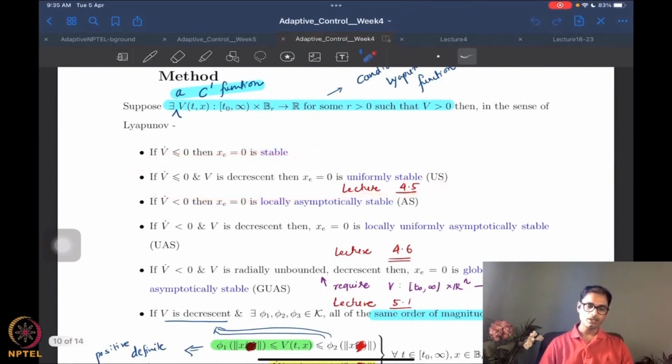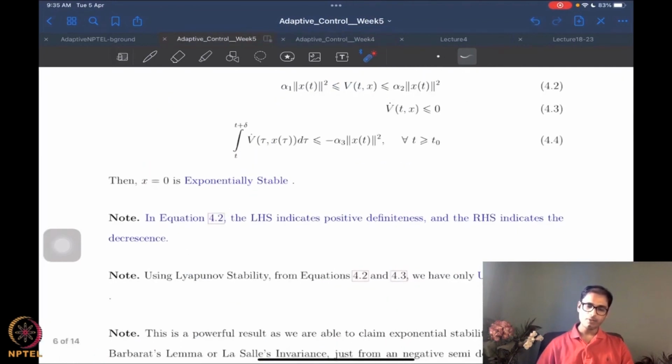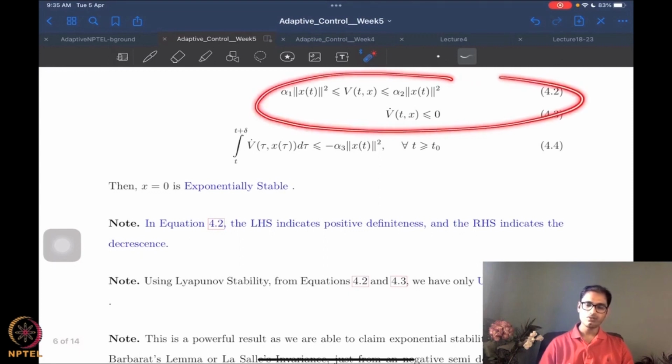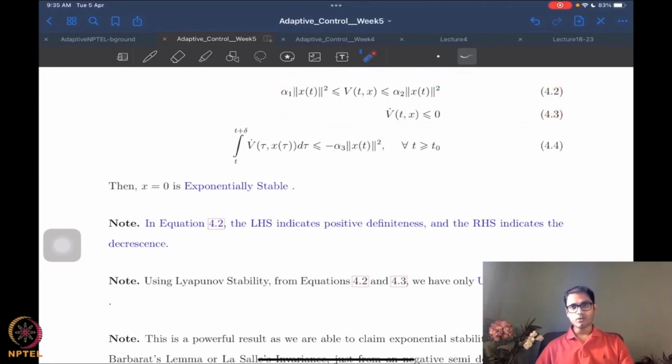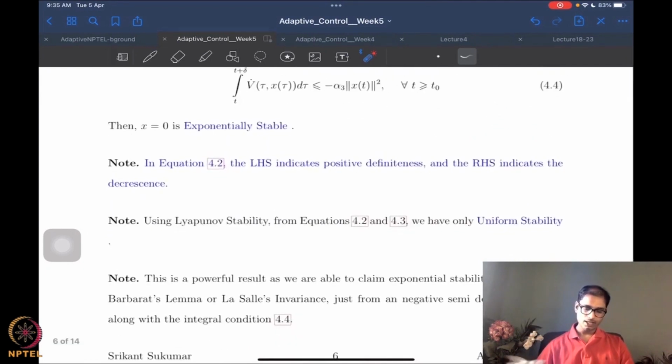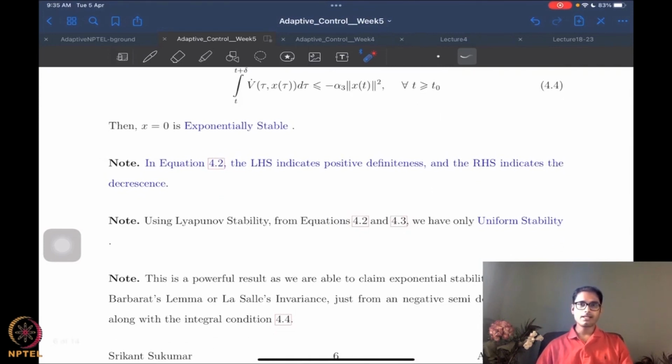It will just give me uniform stability because I have V to be positive definite and decrescent and V dot to be negative semi-definite, right? So I would just have obtained uniform stability out of these two equations 4.2 and 4.3, right? But of course, because of 4.4, I get exponential stability, right? So we are not using Barbalat's lemma, we are not using LaSalle invariance, but we are able to show with a negative semi-definite V dot only that you have exponential stability.